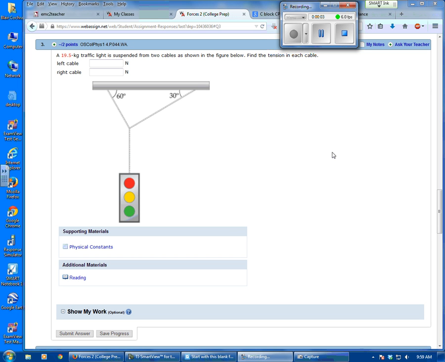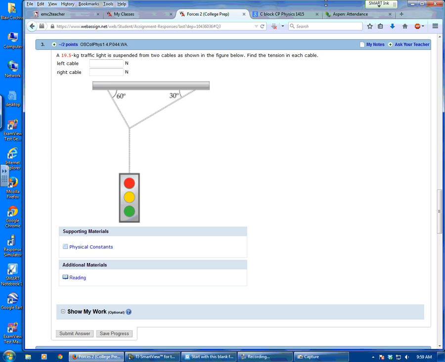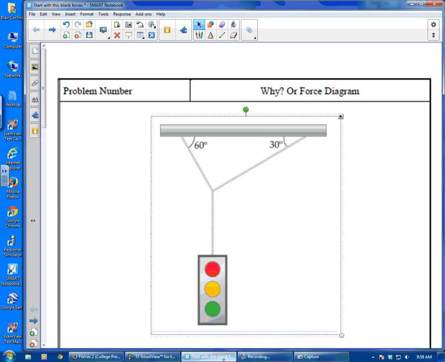I'm going to start number 3. We've got this traffic light, suspended by 2 cables, find the tension in each cable. Alrighty. I captured that so that I didn't have to redraw it. So this is problem number 3 here.